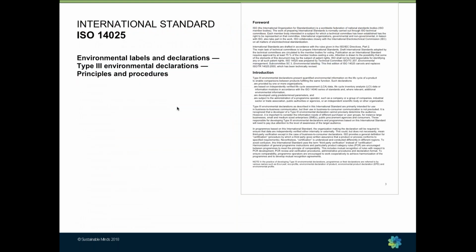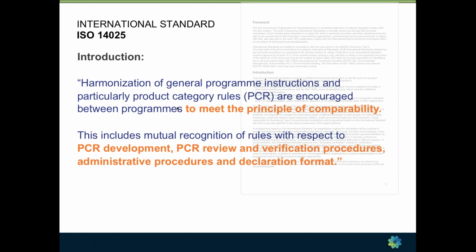So just to level set, let's take a look at 14025 and what 14025 says. This is the Bible for how to do EPDs. Ultimately, it's how program operators operate, how PCRs get created, and how EPDs get created. So here's the foreword, and I pull out this content from the foreword because the intent of 14025 is quite clear. It says different technical programs are encouraged to share and harmonize in order to meet the principle of comparability.